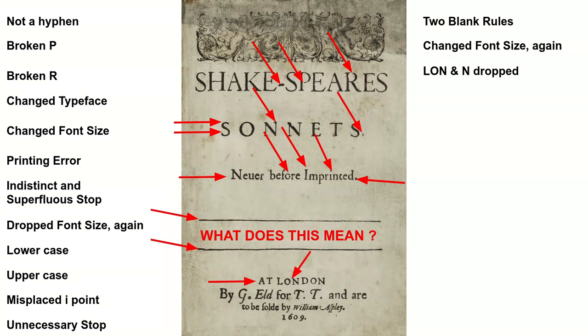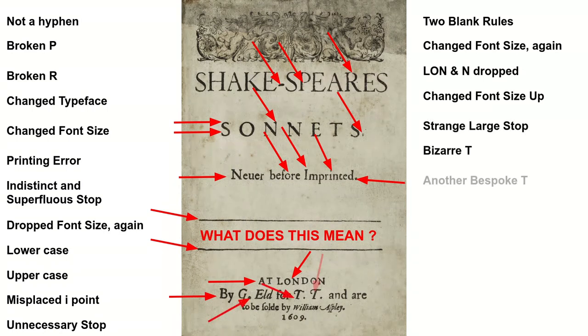No, the other lines aren't like that. That baseline is particularly crooked. Why is that doing that? It does accentuate the D, but I make it that at and do are raised. And on to the next line, and we've changed font size again, and strange large stop, bizarre T, another bespoke T, irregular spacing. That's a particularly bad piece of spacing, but the kerning is extremely judicious everywhere.